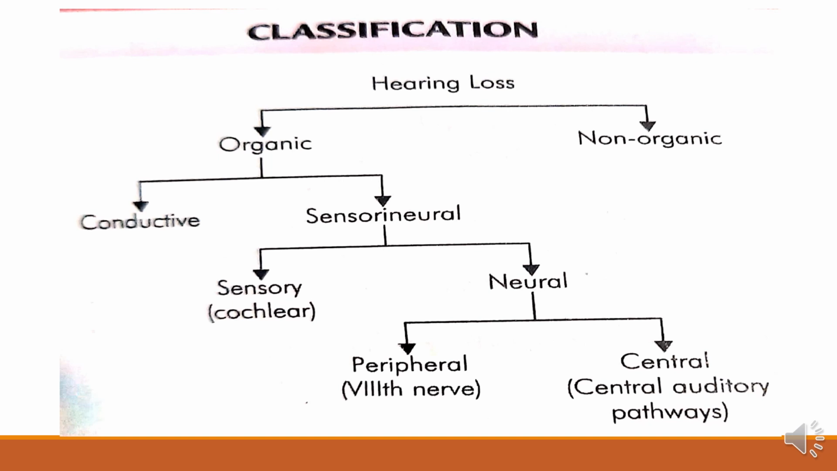Classification of hearing loss can be done into organic and non-organic hearing loss. Organic causes may be conductive or sensorineural. Among the sensorineural, we can further divide into sensory, that is where the cochlea is affected, and neural parts. In neural, we can further classify into peripheral or central. Peripheral means when there is a lesion of the eighth nerve, and central neural hearing loss when the central auditory pathways are involved. This is the classification.